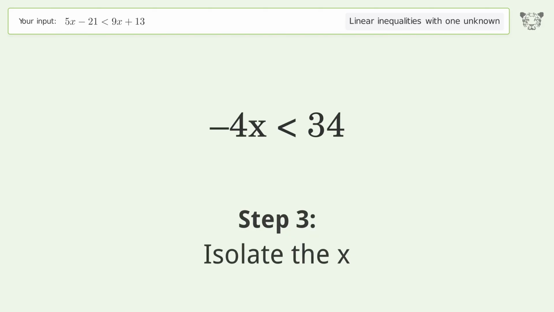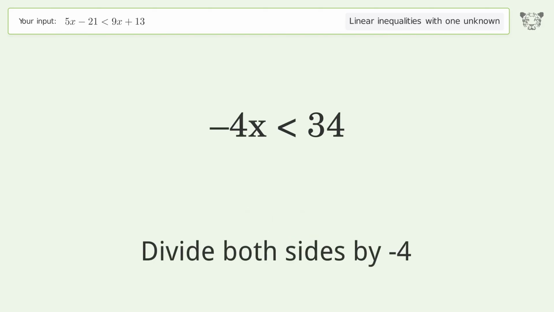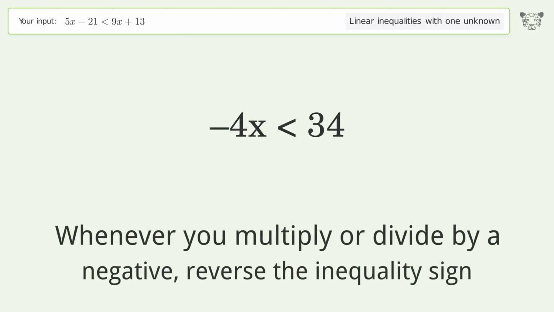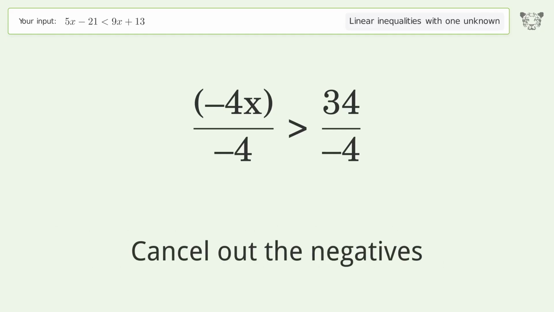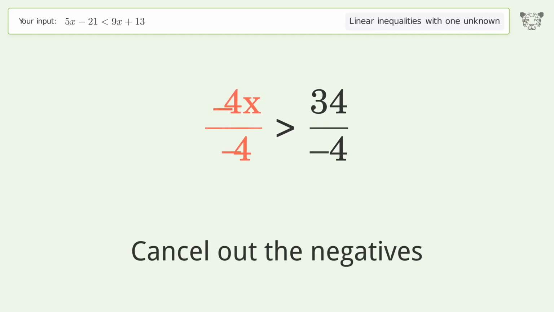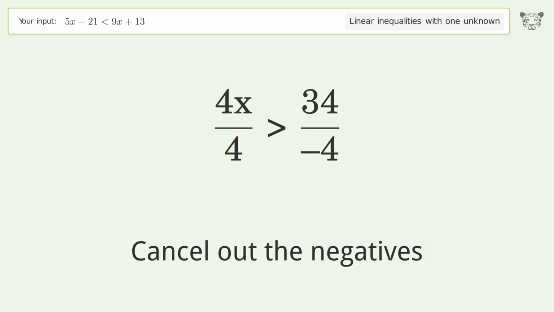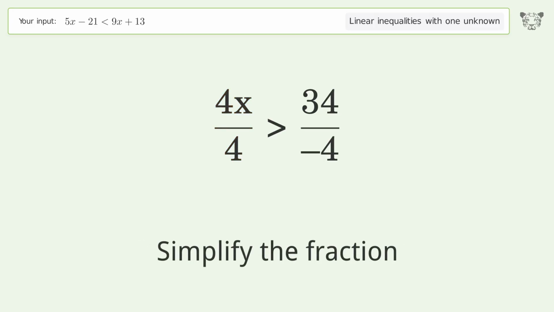Isolate the x. Divide both sides by negative 4. Whenever you multiply or divide by a negative, reverse the inequality sign. Cancel out the negatives. Simplify the fraction.